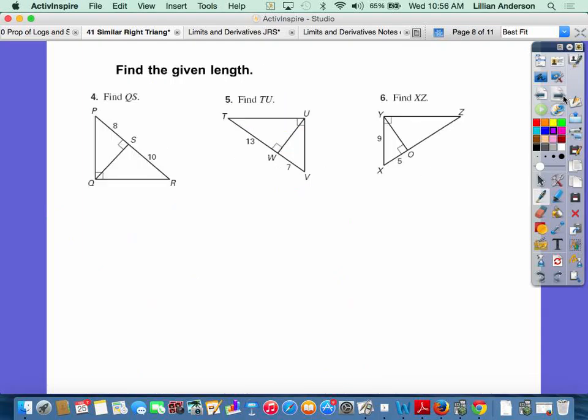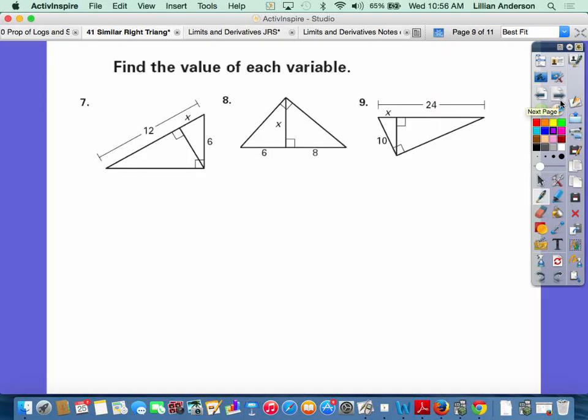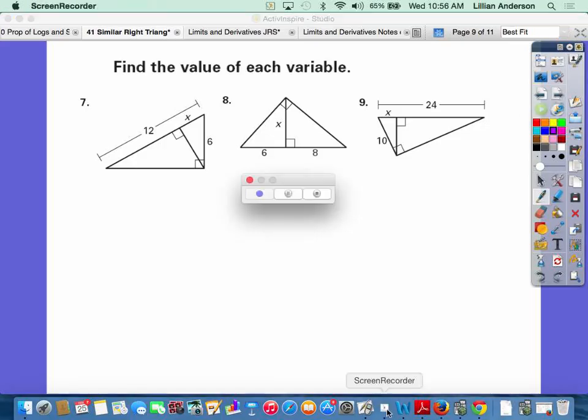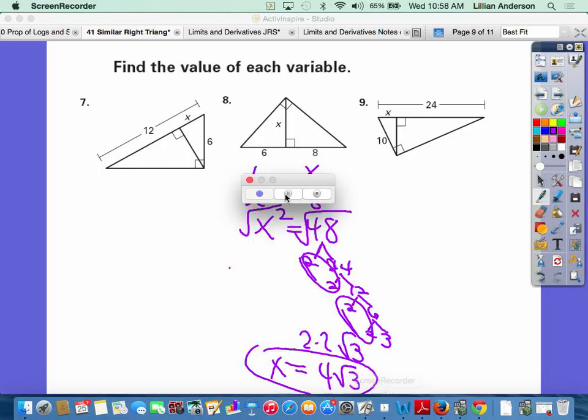Is there any other example on this page that represents the altitude, which we can find? Like from 4 through 9. Number 8. Number 8, isn't x the altitude? Yes. Okay, so let's set this up. Do number 8. I want you to set it up, and I want you to solve for x.